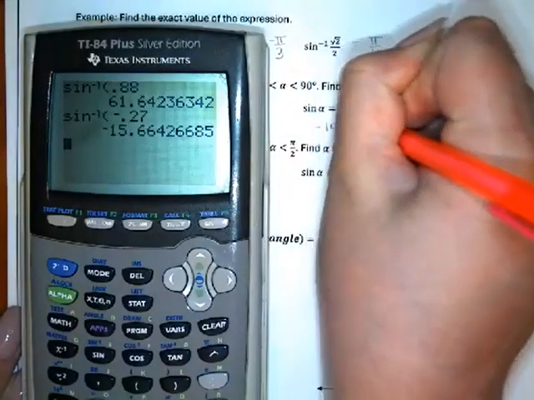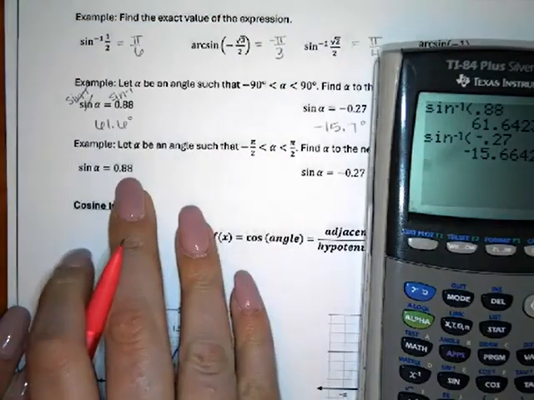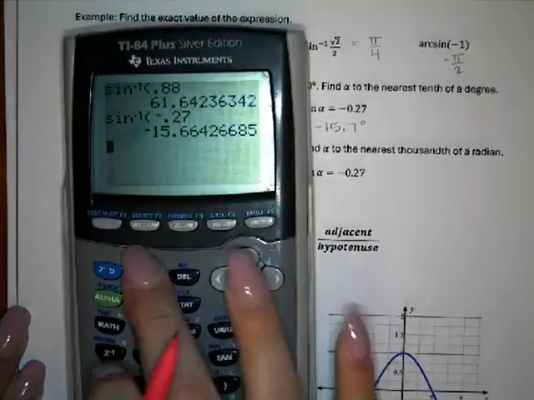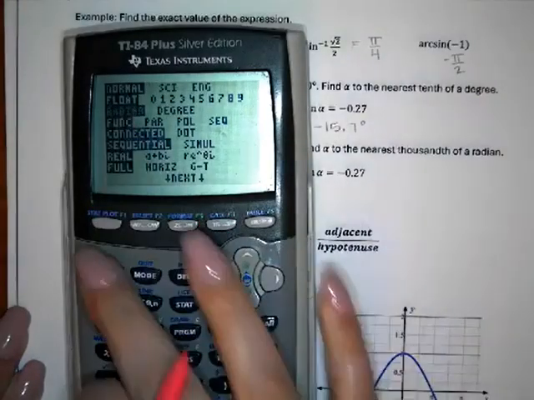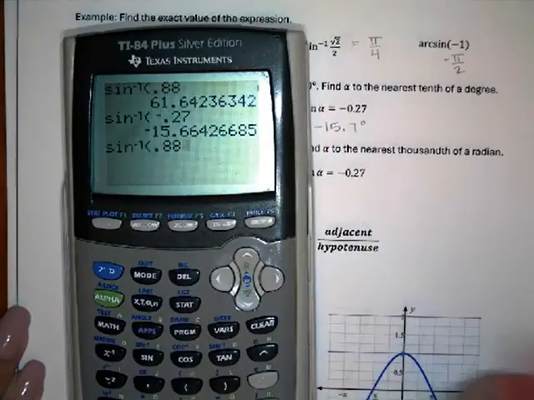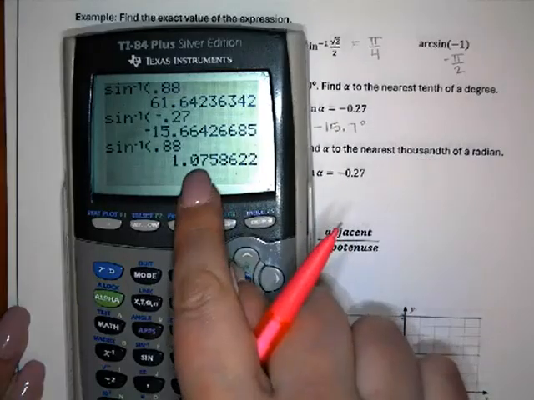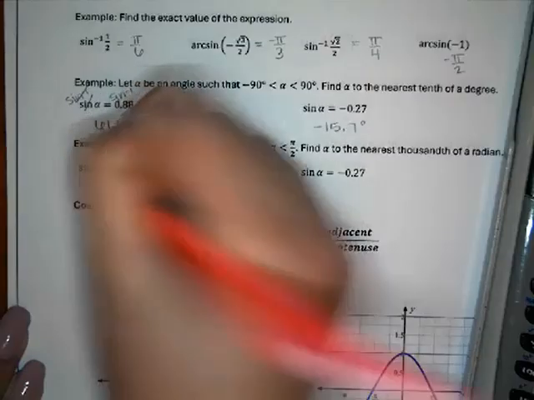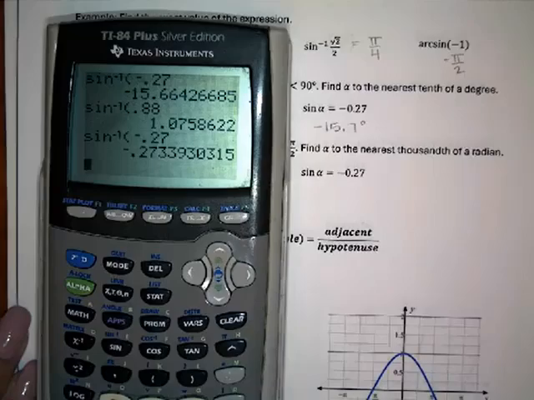Okay. Now they want me to do the same thing again with the exact same ratios, but they want my answer in radians instead of degrees. So I'm going to hit the mode button, convert into radians, and I don't even have to type it again. I can just highlight this, the radians, and they're saying to the nearest thousandth, that's 3 decimal places. So 1.076. And then negative 0.27, negative 0.273.